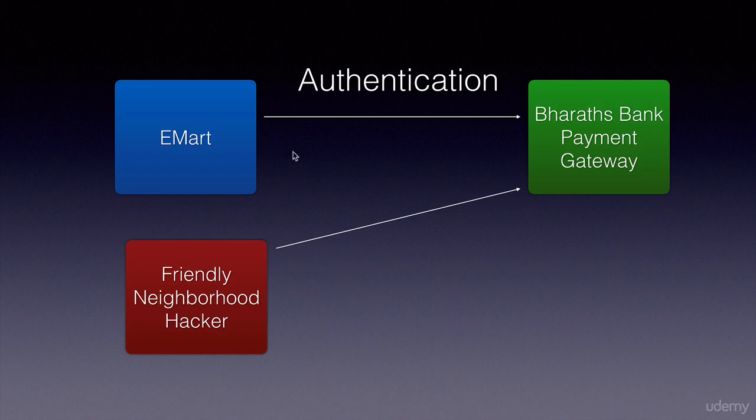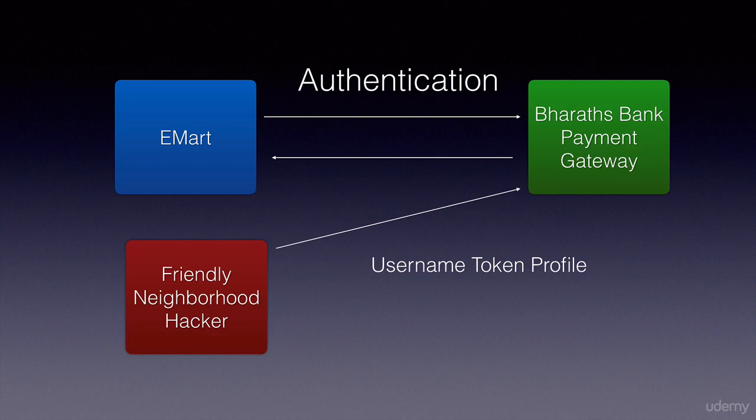The process of exchanging username and password and making sure that it is really the eMart application that is accessing the bank's payment gateway is called authentication, and only then will the bank respond. In the WS security standard, there are 3 ways to do authentication: username token profile, X509 certificates, and SAML. SAML is used for single sign-on.